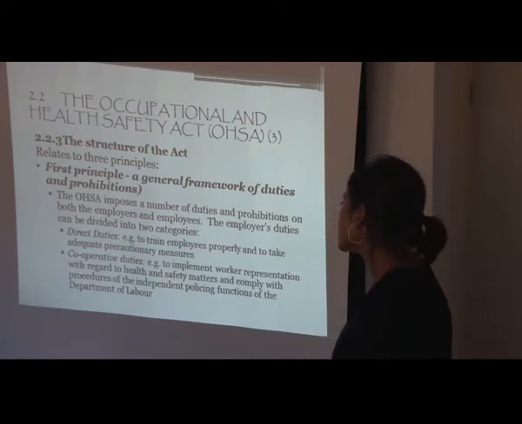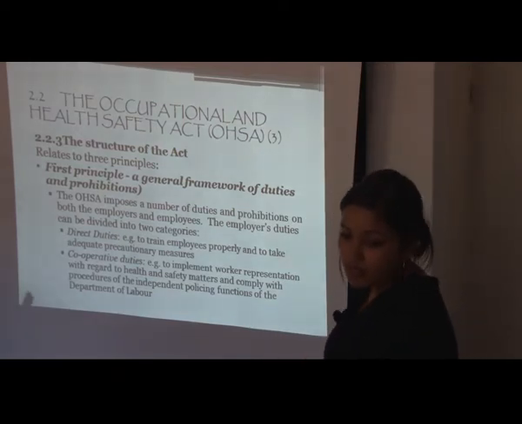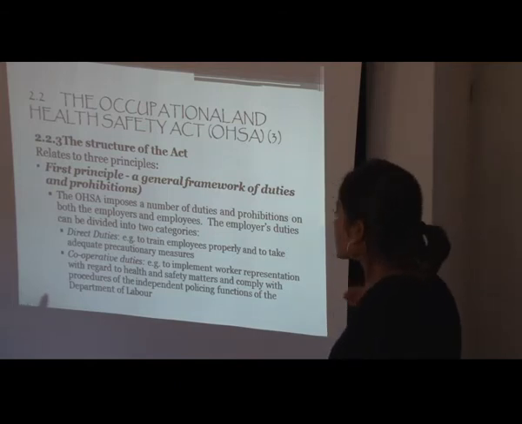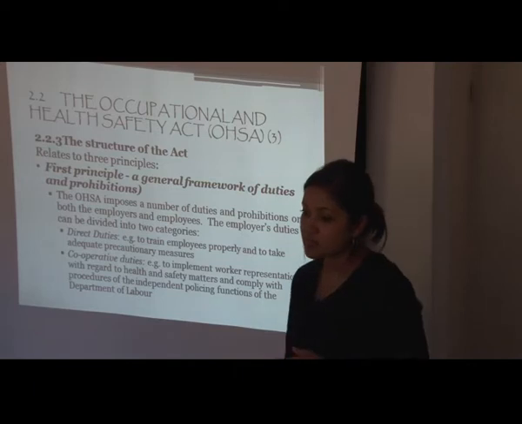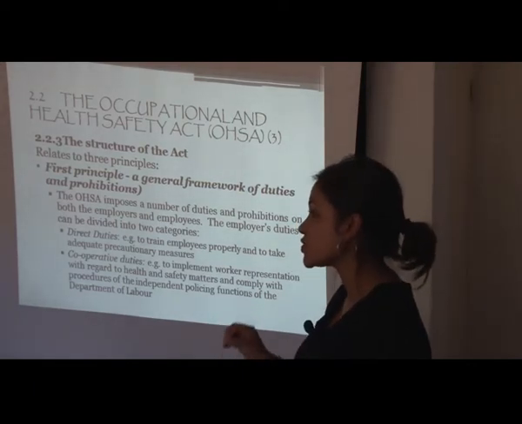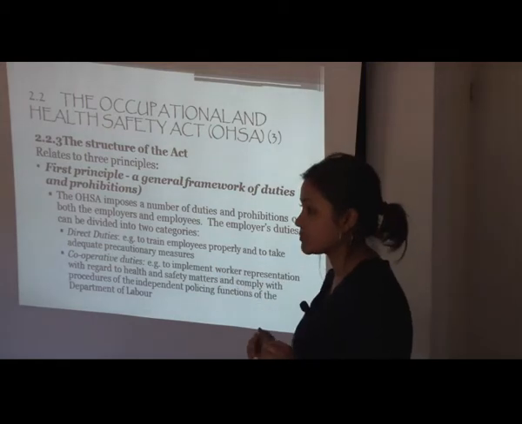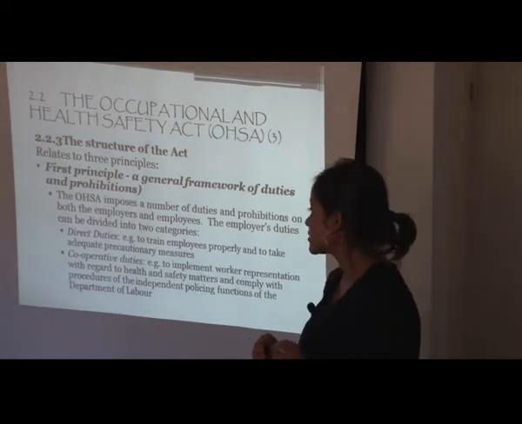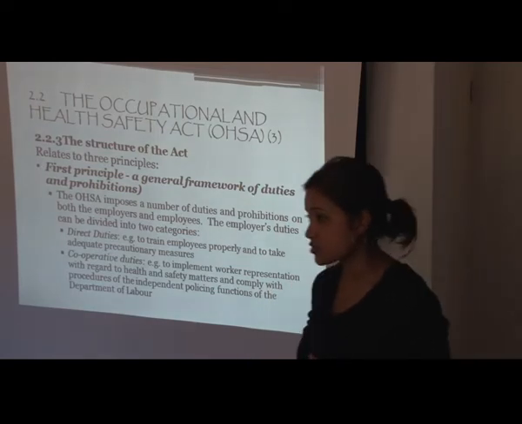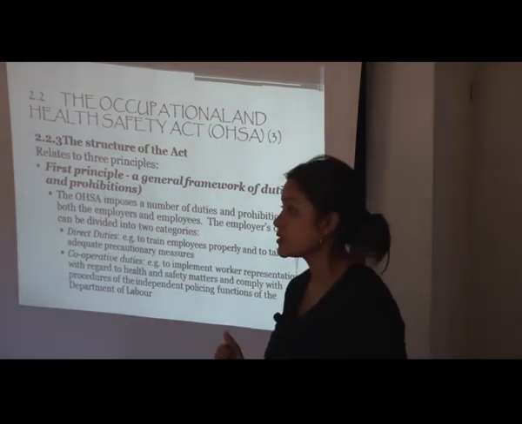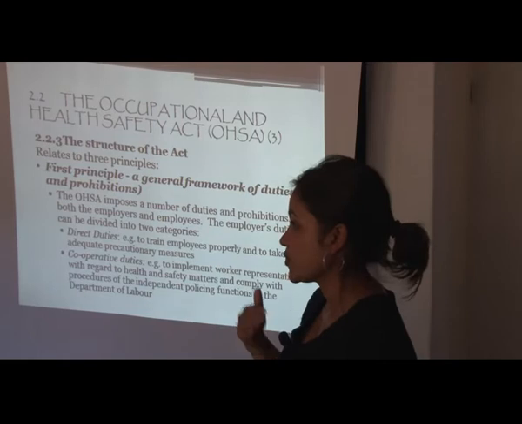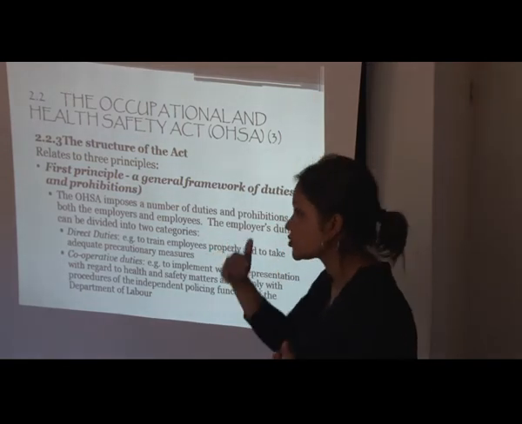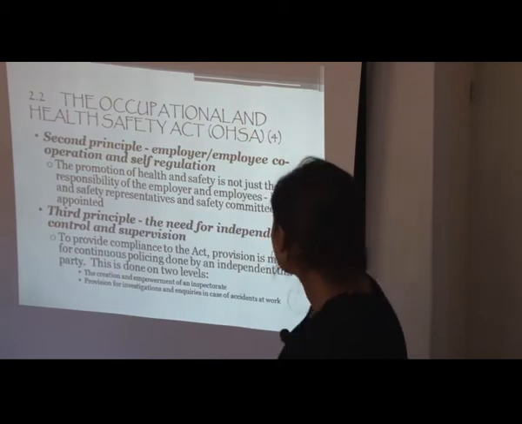And then cooperative duties, right? What is an example of a cooperative duty? To implement worker representation with regard to health and safety matters and comply with the procedures of the independent policing functions of the Department of Labour. Somebody needs to ensure that everybody is abiding by the Act. That's essentially what we're saying. We are cooperating with what needs to be done. We're complying with what needs to be done, right? There are control measures in place. If I don't want to do it, there needs to be somebody that will check up against me and ensure that everybody's safety is in fact seen to.